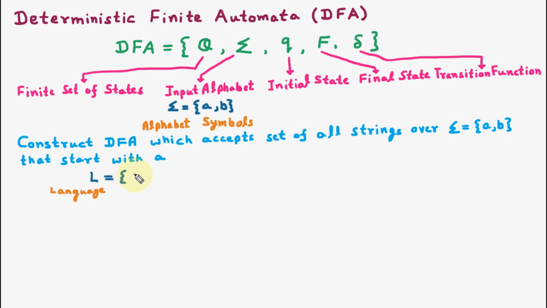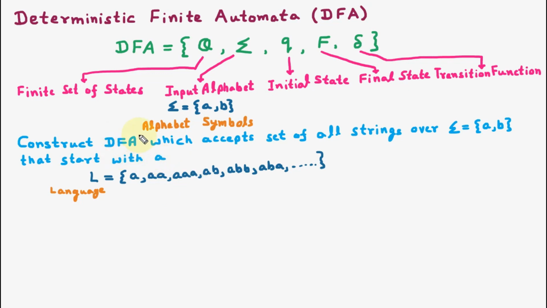Just like we are having single A, 2 times A, or 3 times A, 4 times A, 5 times A, or we may have AB, then ABB or ABA and so on. So this is the infinite language where each string starts with A. For this language we are going to construct the DFA.